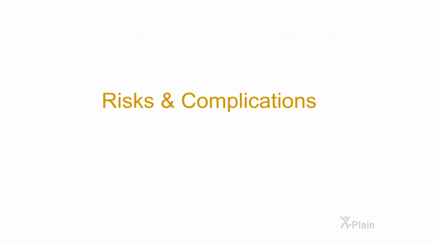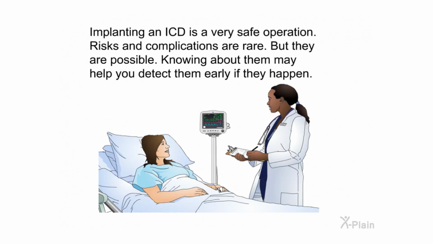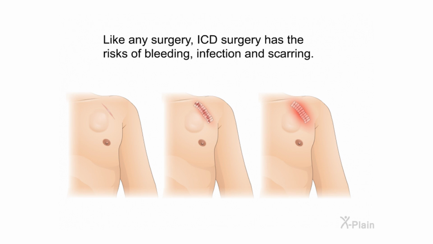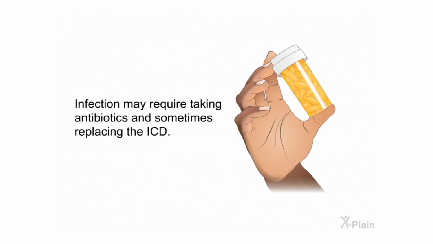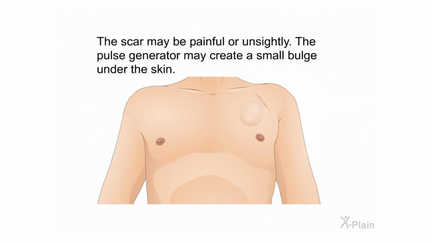Risks and complications. Implanting an ICD is a very safe operation. Risks and complications are rare, but they are possible. Knowing about them may help you detect them early if they happen. Like any surgery, ICD surgery has the risks of bleeding, infection, and scarring. Infection may require taking antibiotics and sometimes replacing the ICD. The scar may be painful or unsightly. The pulse generator may create a small bulge under the skin.